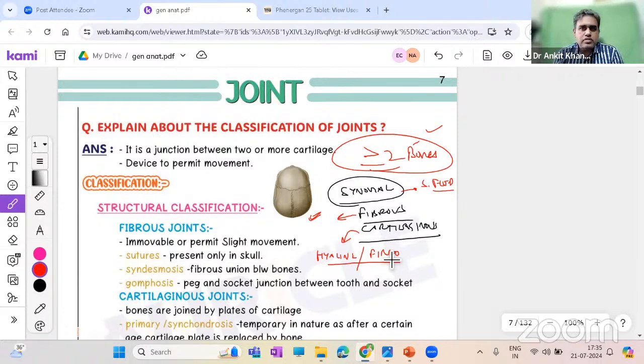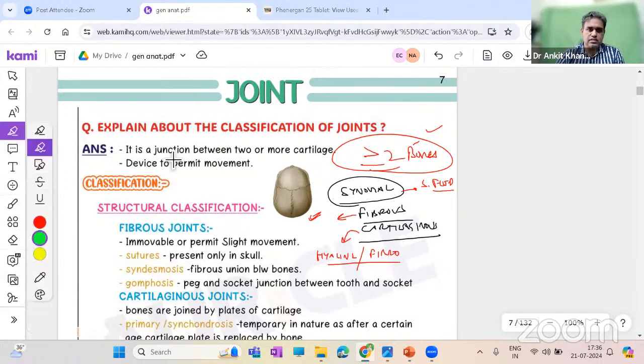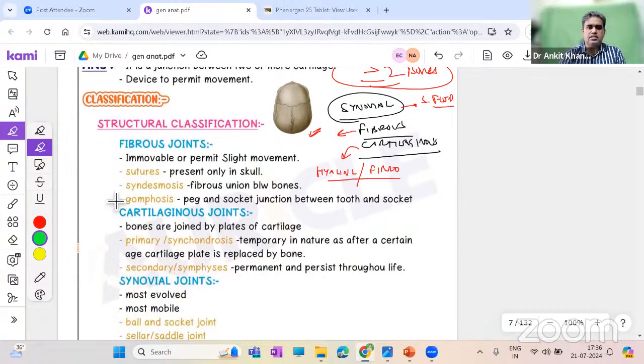Fibrous joints will not move. Some cartilaginous joints also do not move, and some of them will move a little, not as much as our synovial joints. The basic fundamental is this. Now let us see the notes. The junction between two or more cartilages or bones is known as a joint. So for structural classification, they have these three: fibrous, cartilaginous, and synovial joints.